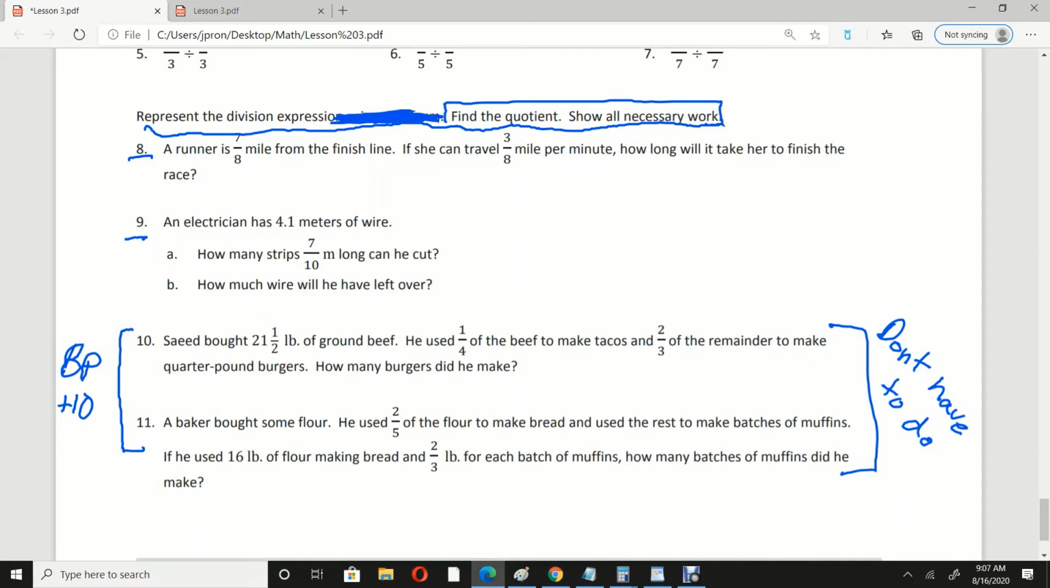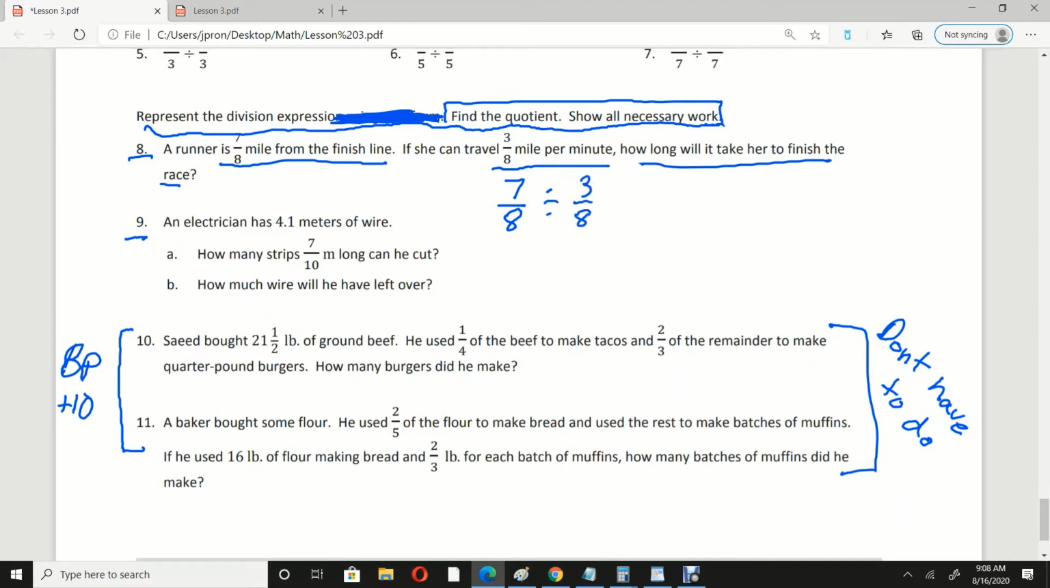So problem 8, a runner is 7/8 of a mile from the finish line. Great. She's traveling 3/8 miles per minute. Fantastic. How long will it take her to finish the race? So what this is here, guys, again, hopefully y'all figured out a way to come up with a solution first. This is just a division problem. So we're going to divide 7/8 divided by 3/8.